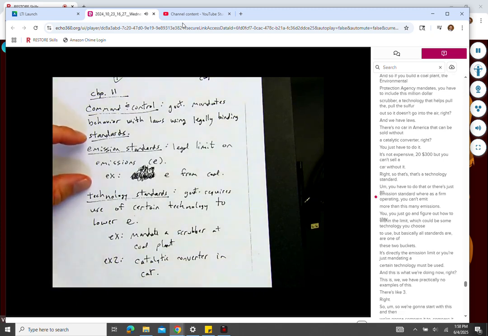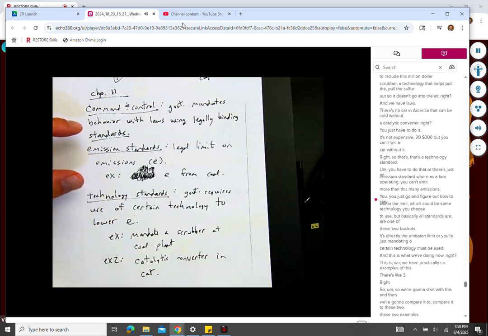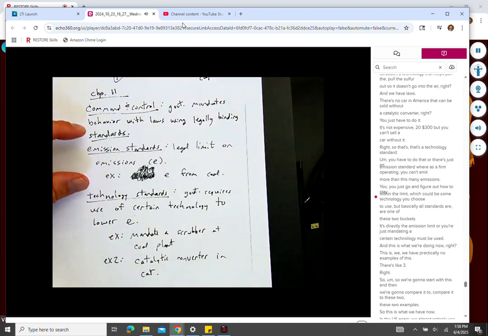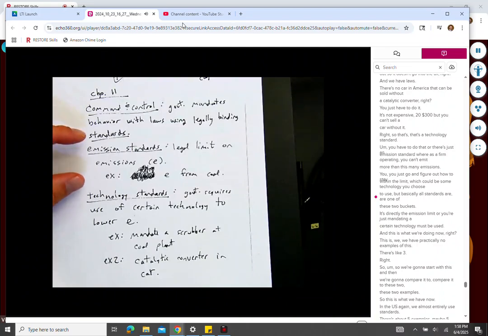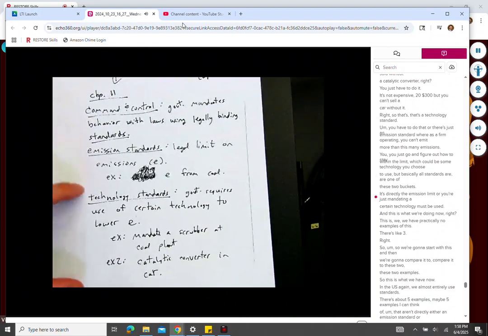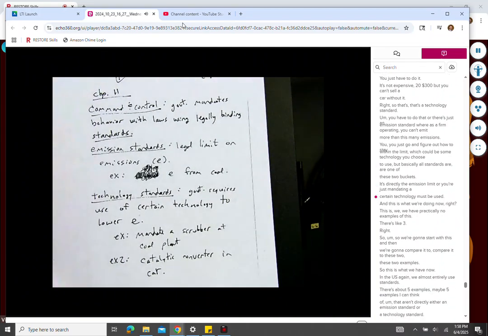Or there's just an emission standard where, as a firm operating, you can't emit more than this many emissions. You just go and figure out how to stay within the limit, which could be some technology you choose to use. But basically, all standards are one of these two buckets. It's directly an emission limit, or you're just mandating a certain technology must be used.